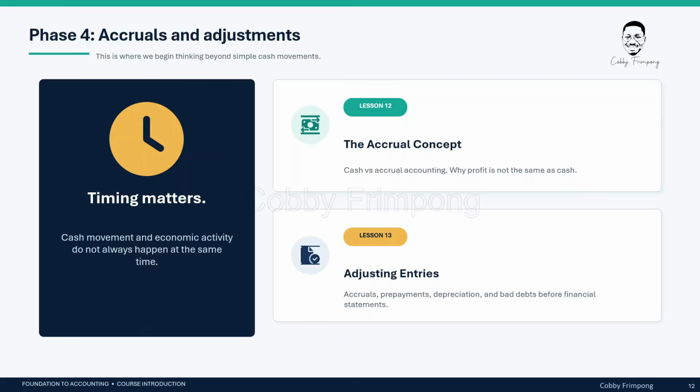Phase 4 introduces accruals and adjustments. Lesson 12 explains the difference between cash accounting and accrual accounting and why profit is not the same as cash. Lesson 13 applies the accrual concept through adjusting entries for accruals, prepayments, depreciation, and bad debts.